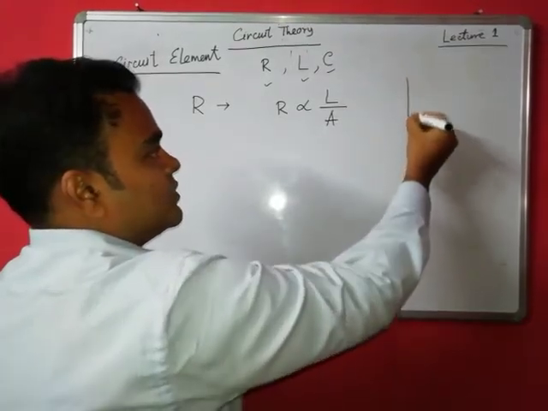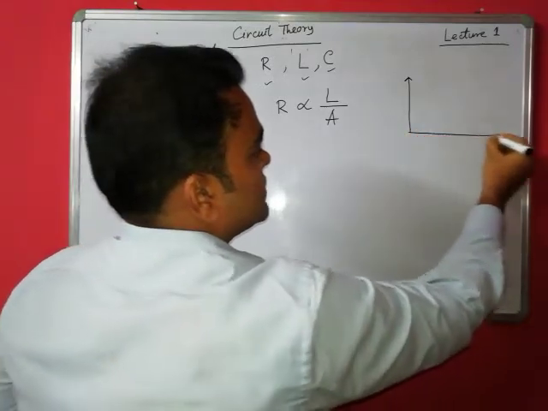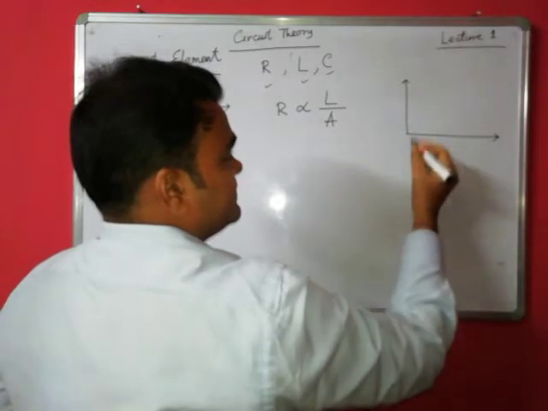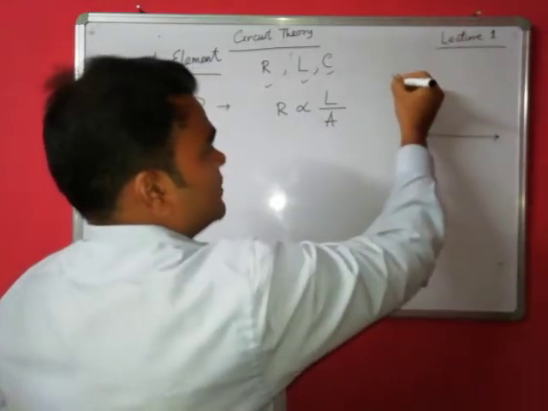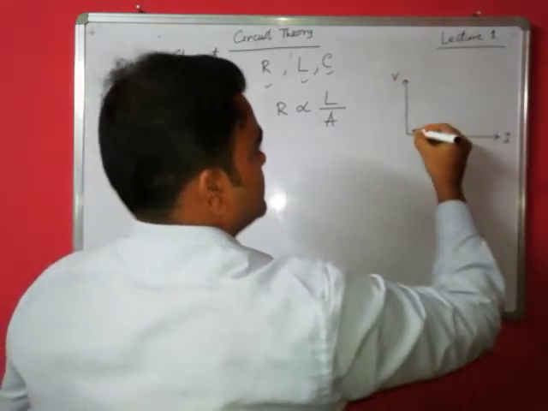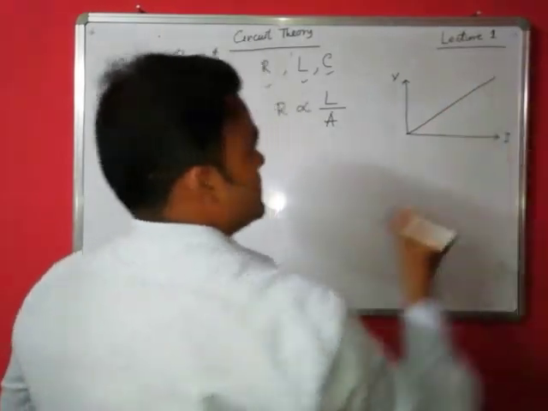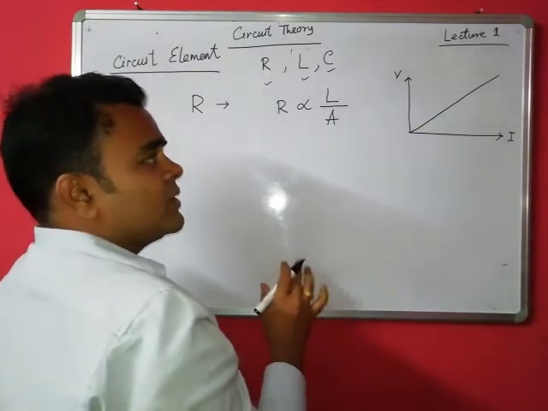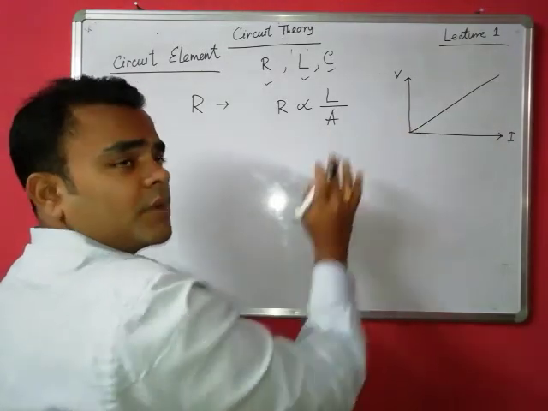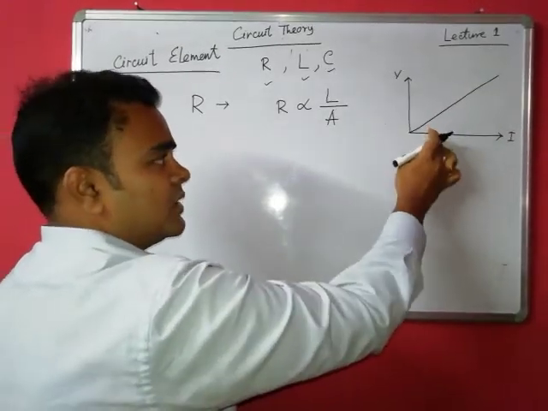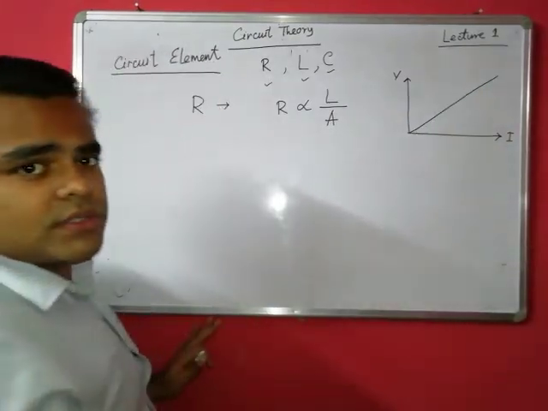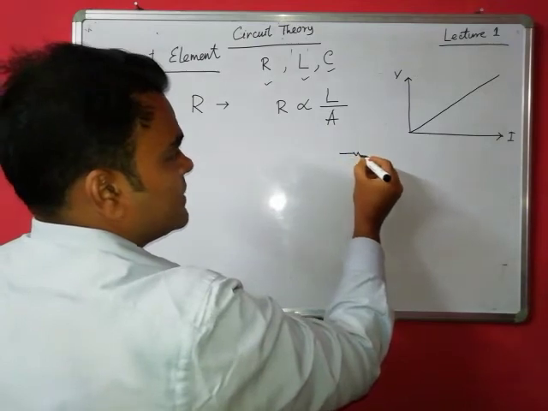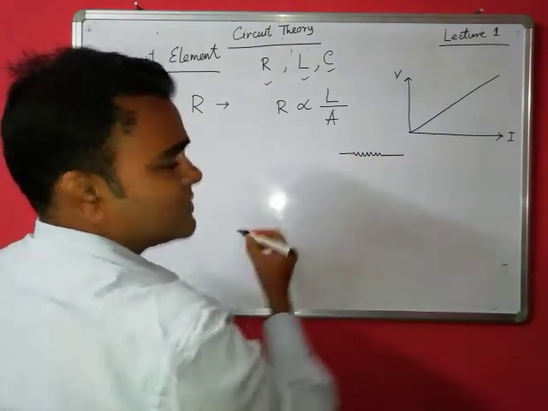So if we draw the voltage versus current curve, what will happen? We'll get a voltage versus current graph like this. So this is a linear element. It will start from the origin. It will not start from here or here. It will start from the origin. So this is a linear element, and we represent a resistor like this.